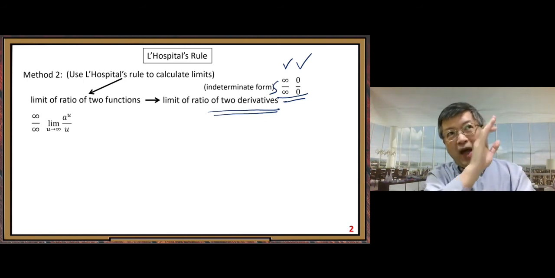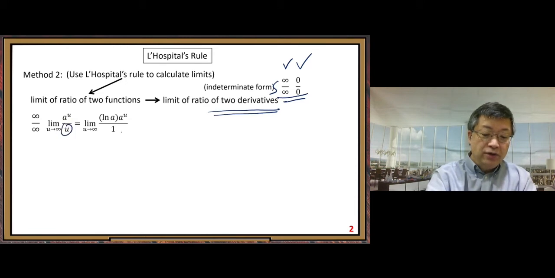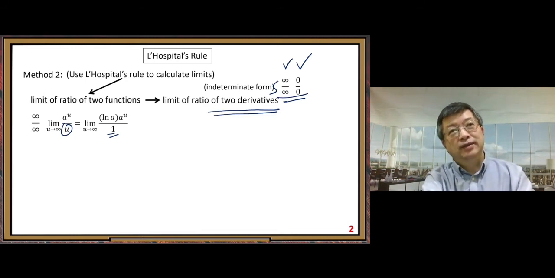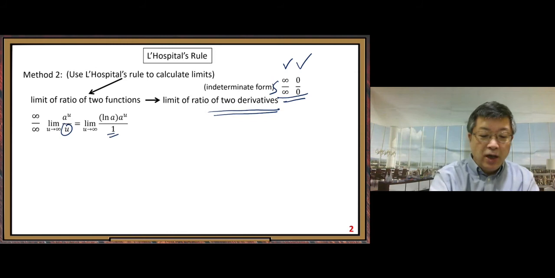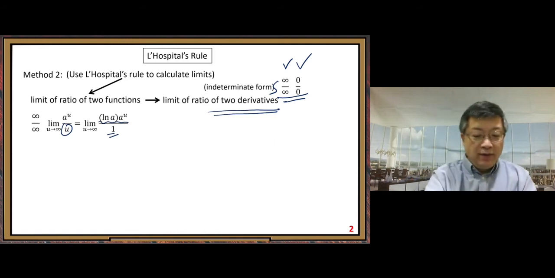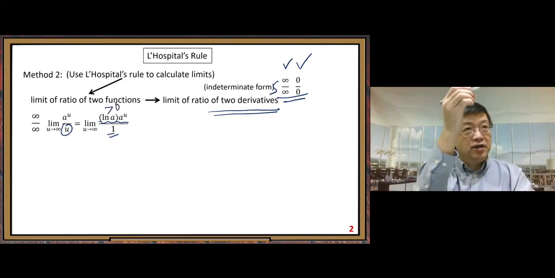Based on that, we can apply L'Hôpital's Rule, take the derivative. The derivative of u is just 1. Derivative of a to the uth, then you need to get the formula. Okay? Get the derivative formula. So that is natural log of a times a to the uth. All right. So remember, a greater than 1, so natural log of a greater than 0. It's a constant.